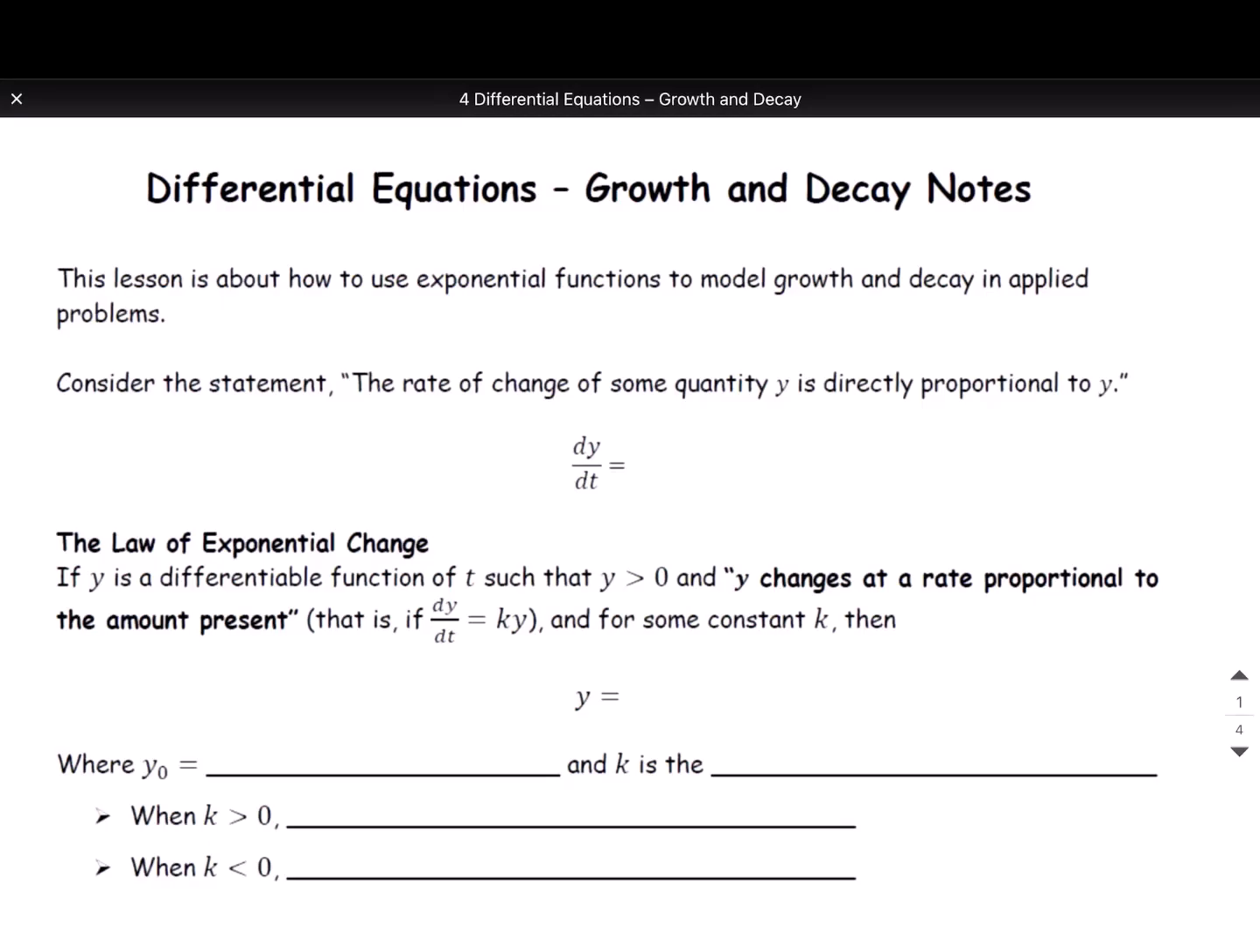Hello, my darlings. Okay, so today we're going to look at a specific type of differential equations. We're going to look at growth and decay.